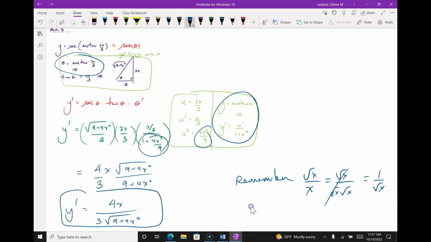No, no. You're thinking why? Because of the 2x over 3? Yeah, so y prime is already there. Yes, oh, good. Yes, yes.